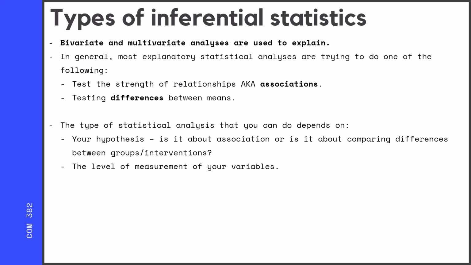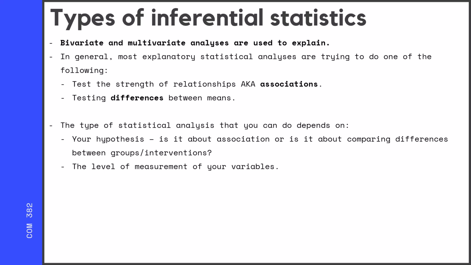Again, bivariate and multivariate analyses are used to explain. We look at associations and differences. Important to know is that the type of statistical analysis that you can do depends on two things. One, the hypothesis you have. Is your hypothesis implying association, or is it about comparing differences between groups or interventions? And two, the level of measurement of your variables. Only some tests can be done with some levels of measurement.